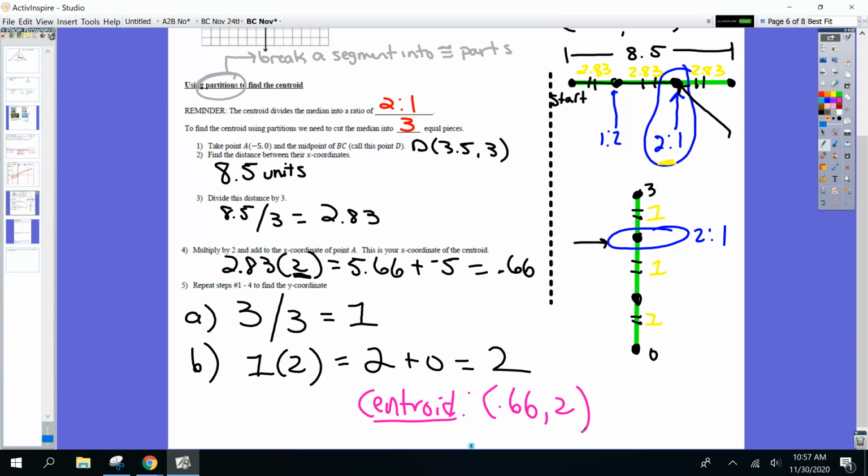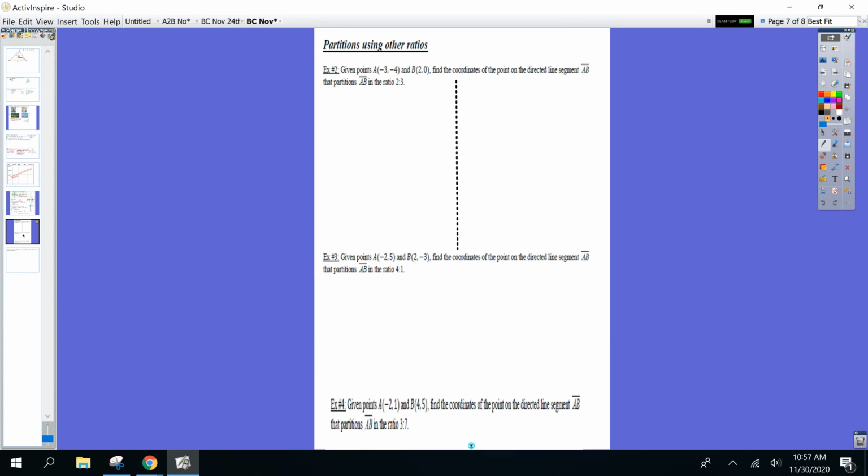Anything here? Because what I'm going to do now is move away from centroid, but I'm going to give you different ratios now. So it might not be 2 to 1. It's going to be a different ratio. I want you to find that point. Any questions here? Please, please ask. Okay. Hopefully your confidence builds as we do more and more of these now.